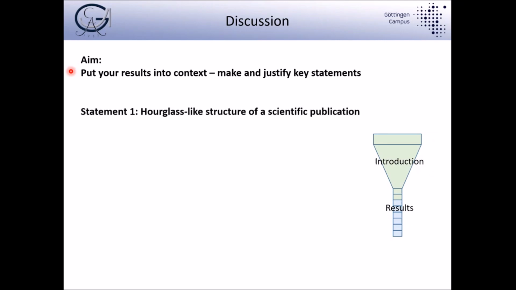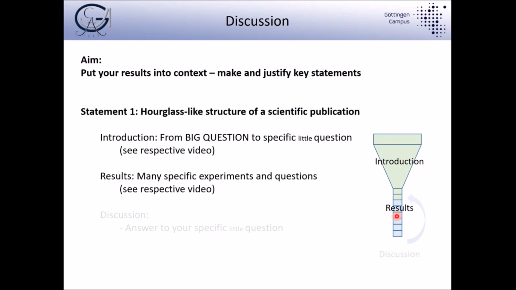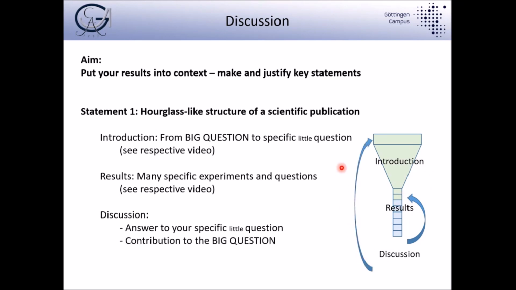I propose that the structure of a scientific publication can be viewed as an hourglass. Remember from the introduction video, we come from the big question, from the broad relevance to the very small, tiny little question, which is very specific. Also the results, of course, try to answer the specific questions and are also very restricted and specific. And in the discussion, we would, of course, want to provide an answer to the specific question, but also an answer to the broad question.